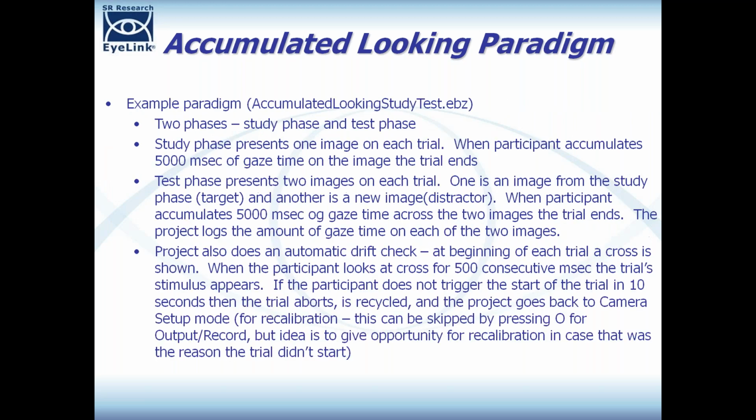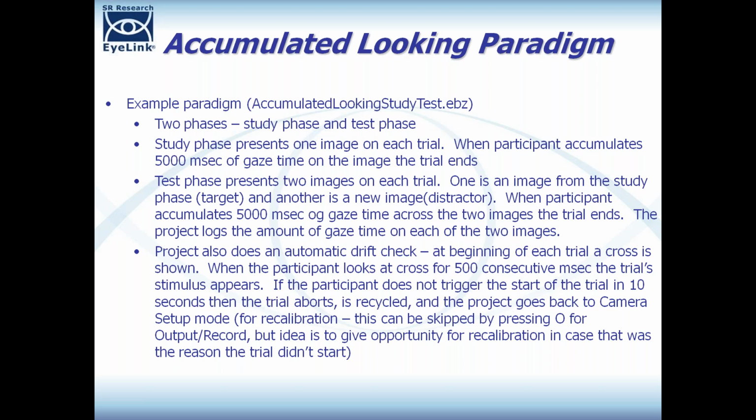Okay. In the example paradigm that we're about to discuss, and again, you can get that from the same forum post where you're finding this video, there are going to be 2 phases in each block of the experiment. There's going to be a study phase and a test phase. The study phase will present 1 image on each trial, and when the participant accumulates 5 seconds of gaze time on that image, the trial ends. Then after they go through several study trials, in this example I think it just has 2 study trials in each study block, the test phase begins.